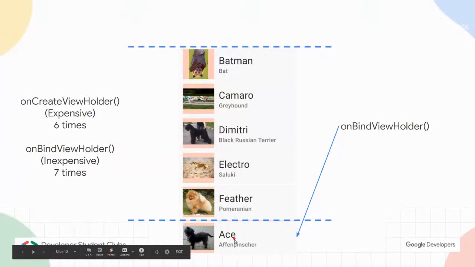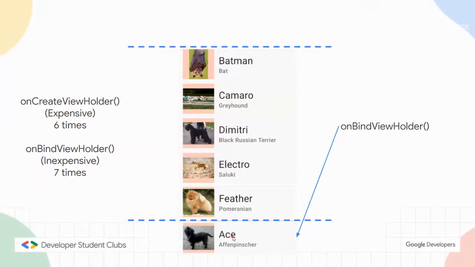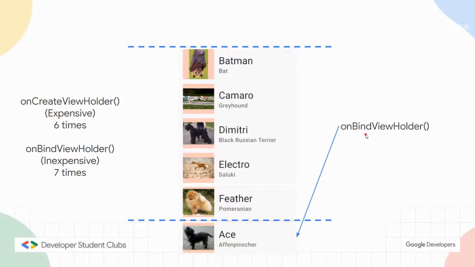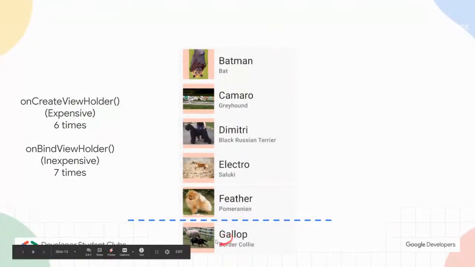But now the problem is, it still says Ace. So when you recycle the view, it still uses the information of the previous one. Earlier Ace was here, but here it should be a dog starting with G, following A, B, C, D, E, F, G. So that's when you have to call onBindViewHolder to just change the values in that layout. So we won't recreate the layout. The expensive call is still done 6 times itself. And then you only call onBindViewHolder one more time, which is inexpensive, so it doesn't matter. And so when you call onBindViewHolder, it changes to Gallop.